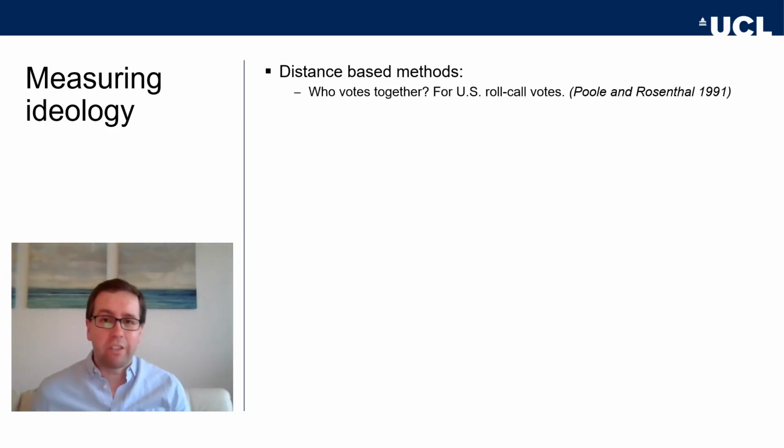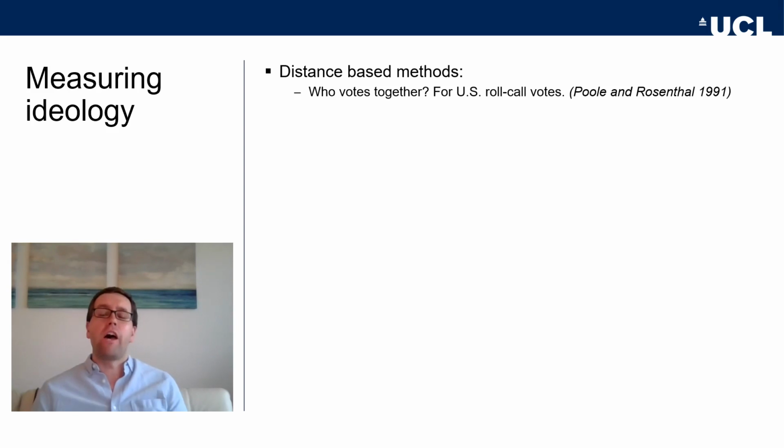But there are other methods to get at the positions of either parties, or in the US case, even individual legislators such as senators. And the workhorse model for this is using so-called roll call votes. And these are all distance-based methods. I'll explain that in a second.